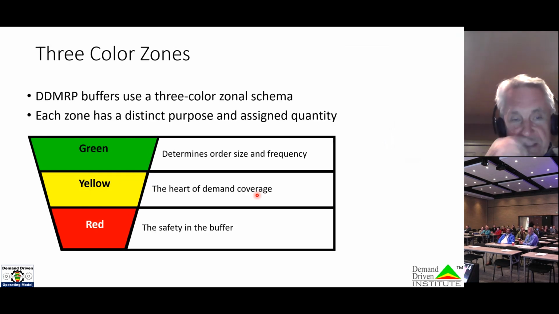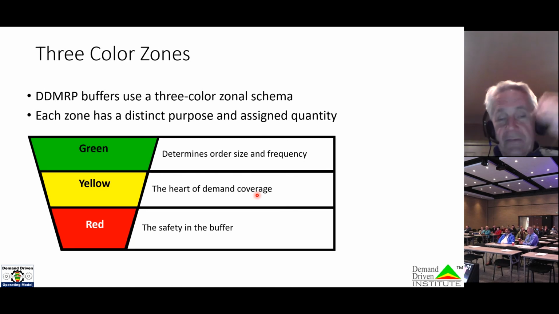I'm going to go very quickly through the DDMRP buffers because I think many people are already familiar with this concept. The concept is red, yellow, green. The yellow zone is the heart of demand coverage. It represents the usage over the lead time. So if I have an item being consumed at 10 per day, and I have a 10-day lead time, I'll have 100 units in the yellow zone. Top of yellow is my reorder point.